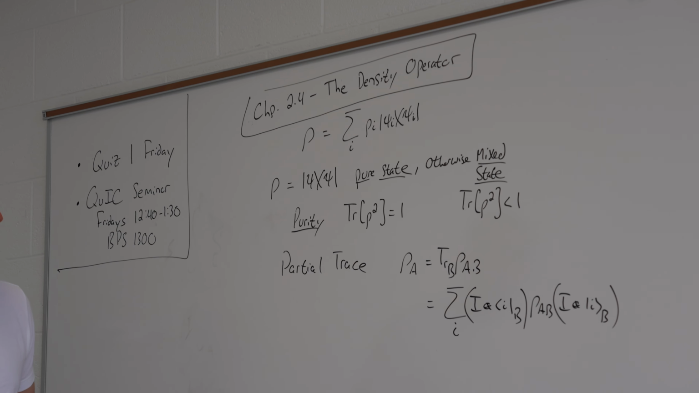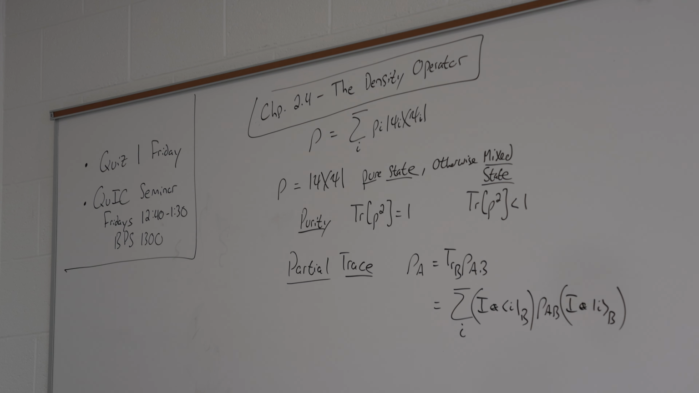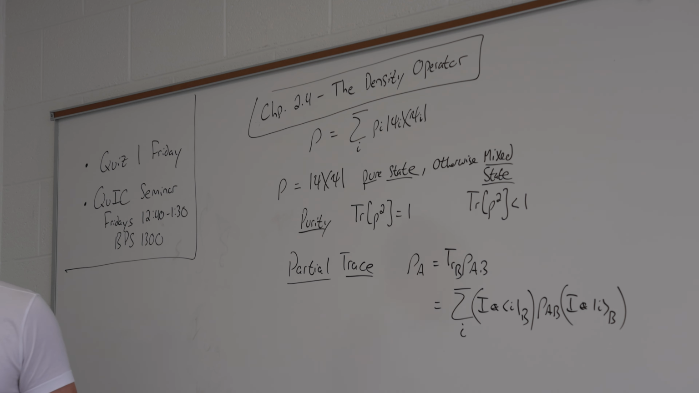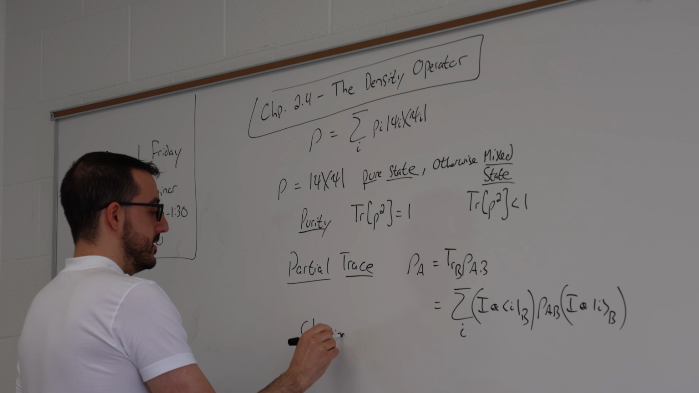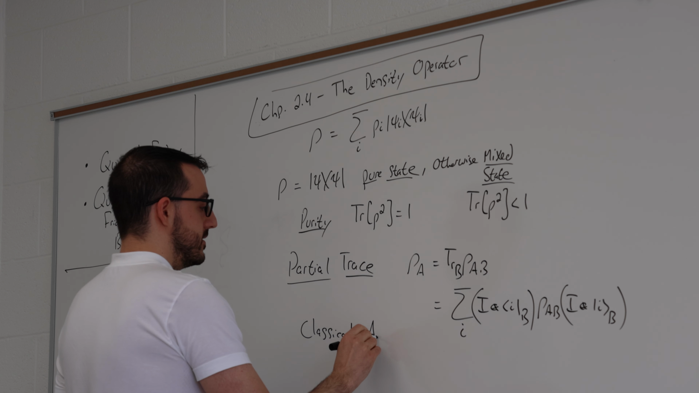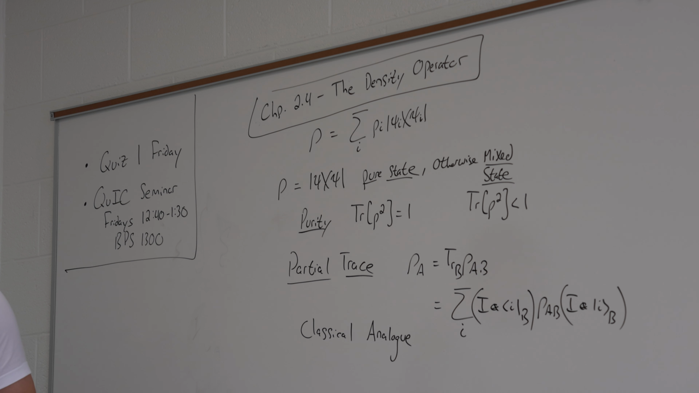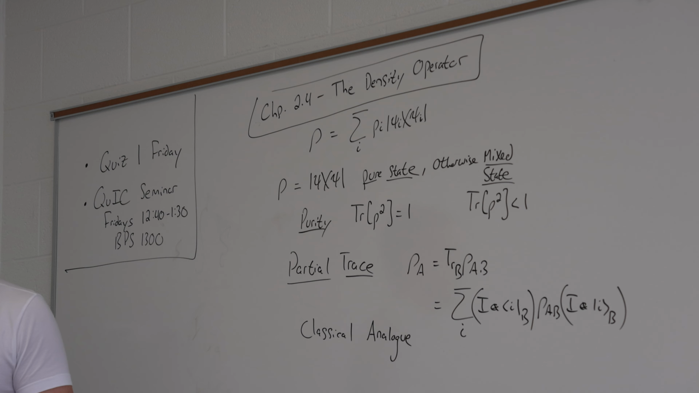I just wanted to mention, because I've heard it said from learned quantum information scientists that there's no classical analog to the partial trace. But really, that's not entirely true. There is a very clear classical analog to this, which will perhaps help with your intuition. The classical analog comes from just probability theory. If I have a joint probability distribution, I can calculate the marginal distribution.